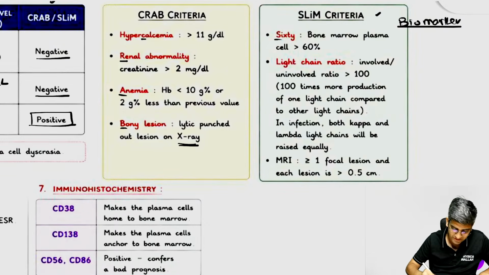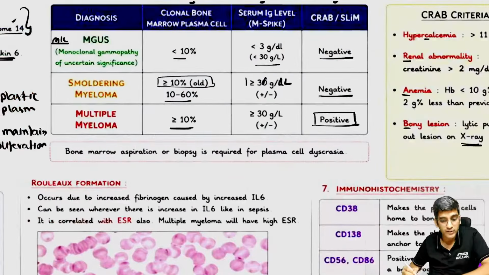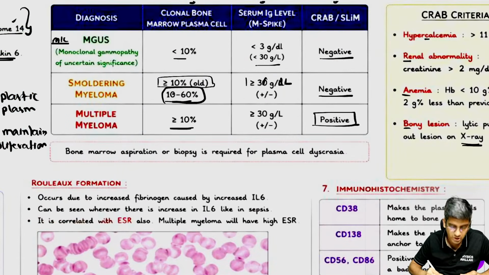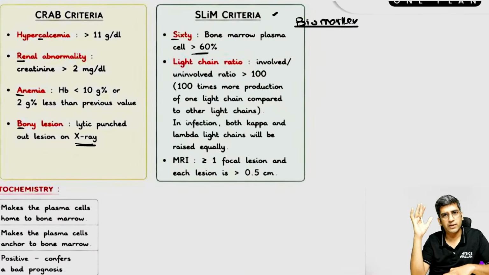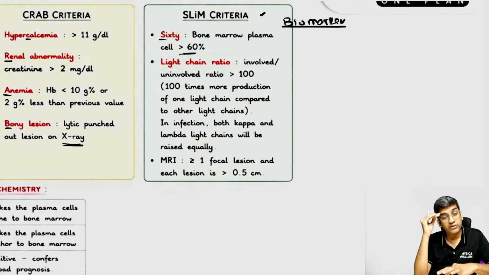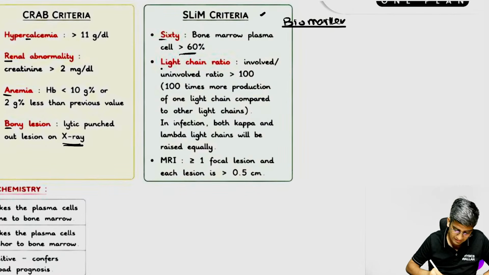S stands for 60. That's why we stopped with 60% in the new criteria. If it is 61%, I'll directly call it multiple myeloma. I don't want anything else. I don't even want CRAB here, right? More than 60, light chain ratio.